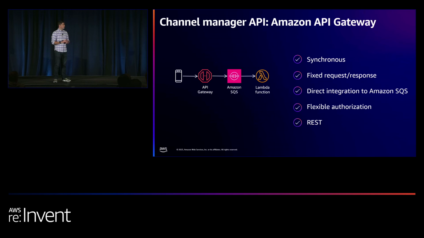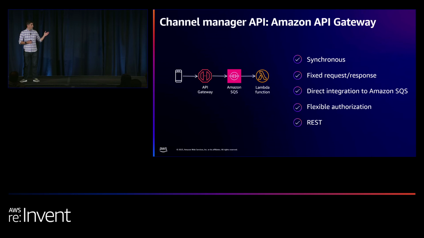The channel manager uses what we call a direct integration between API Gateway and SQS. So there's actually no code that you have to write here, although it is a velocity template. AppSync actually has similar features as well, where you don't need to write custom code necessarily. You just write a resolver template, or in this case, a velocity template to interact directly with the AWS API.